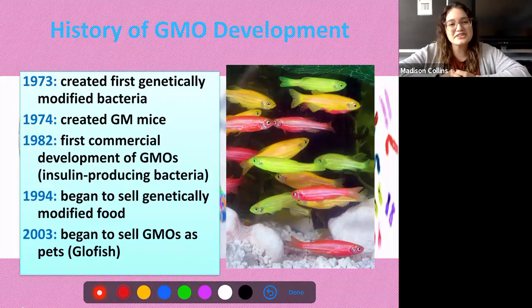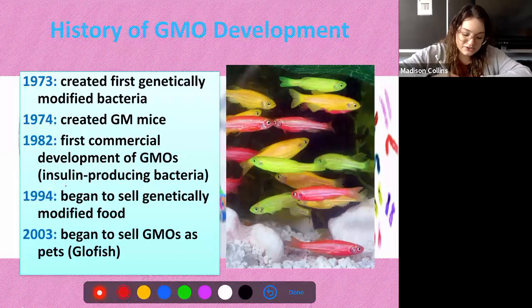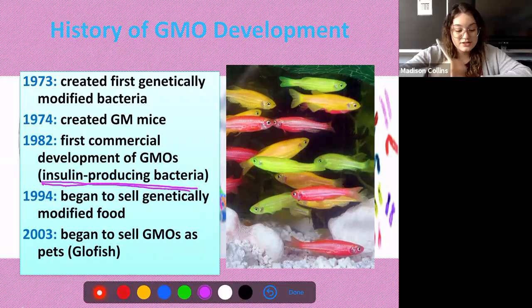Now, this history of GMO development is actually pretty recent technology. In 1973, we first created genetically modified bacteria. That's really the first time this technology was used. But then the next year we created genetically modified mice, so we started upping our game pretty fast. In 1982, we had the first commercial development of GMOs, when we started using that technique I just showed you to produce insulin by using bacteria.